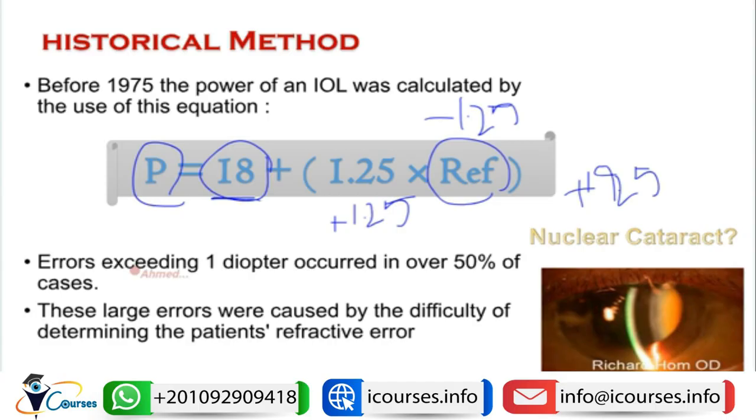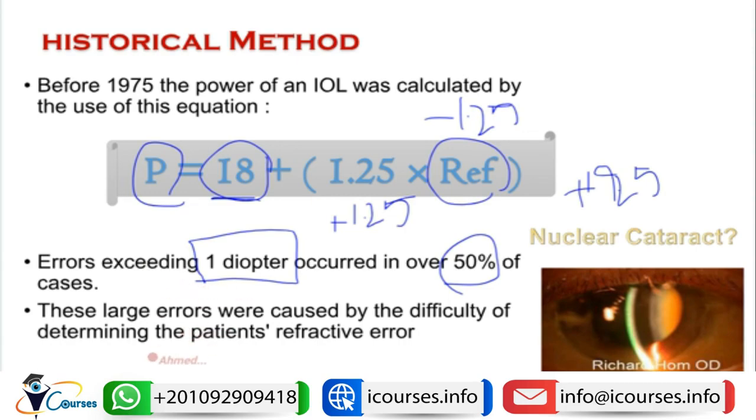And you can imagine that this formula is not an accurate formula at all, because there will be an error of more than 1 diopter in over 50% of patients. And this is expected because the formula didn't take into consideration many factors that will affect the IOL power.